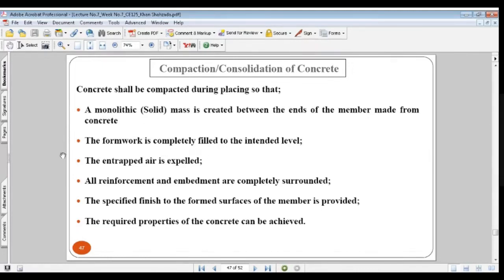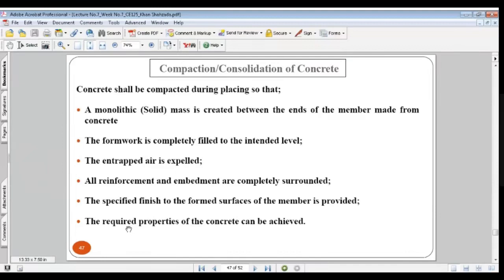As I told you, if you have this section and you have erected the shuttering or the formwork, then this is the required level. So you have to fill this section to the intended, required level. Then the entrapped air is expelled. You have to expel the entrapped air inside the concrete. All reinforcement and embedment are completely surrounded. As I told you, all the steel bars and embedded items should be completely surrounded by the concrete. The specified finish to the form surfaces of the member is provided. The required finish to the surface has been provided.